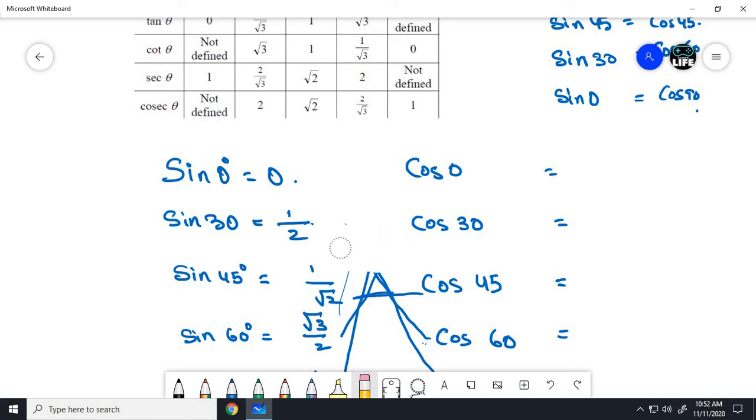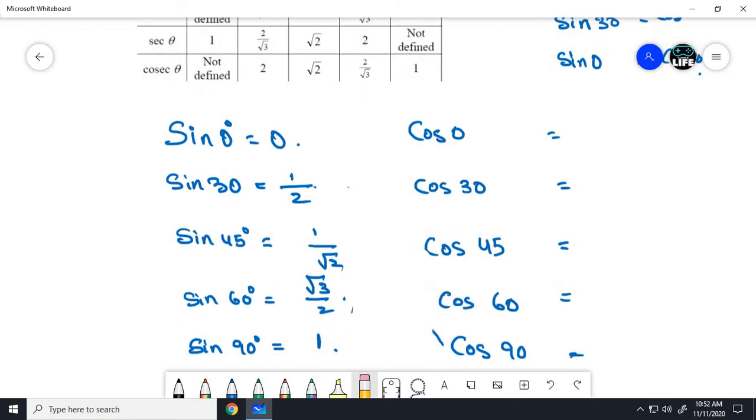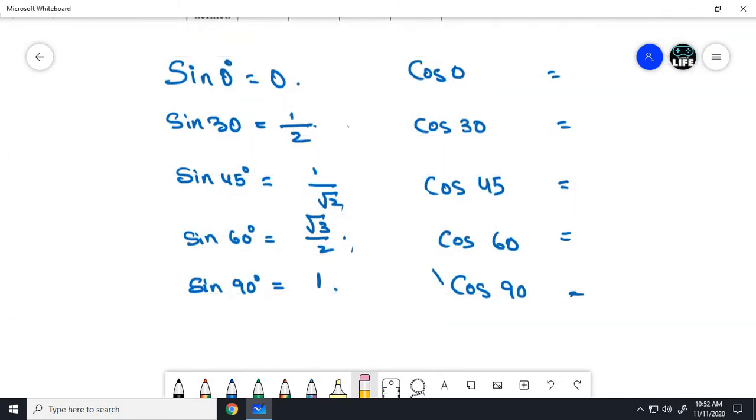So let me tell in Telugu, then I think you can understand it better. Today my writing is somewhat clumsy.